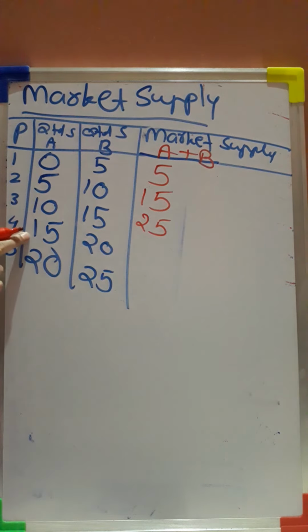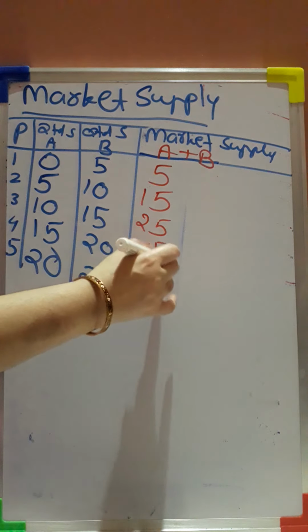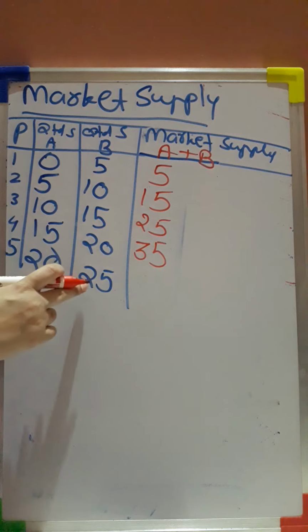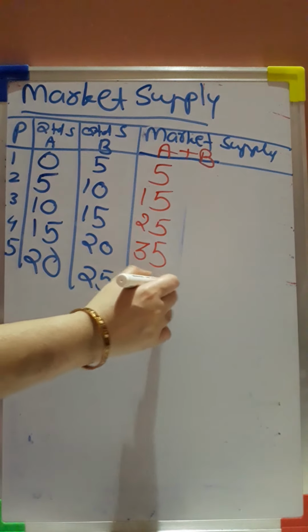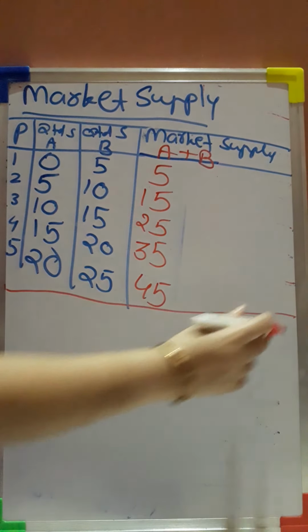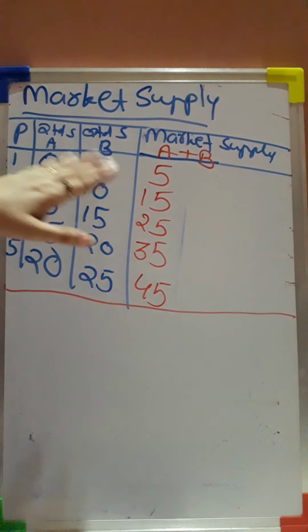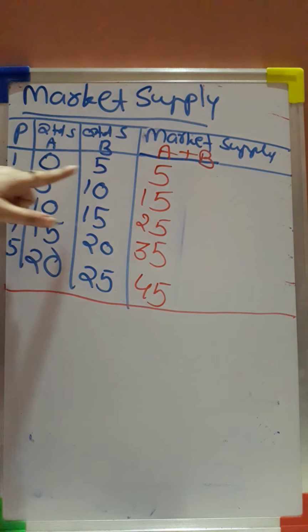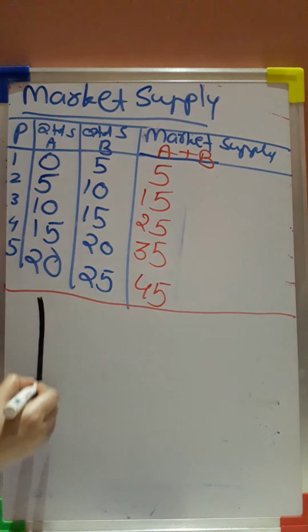At rupees 4, producer A supplies 15, producer B supplies 20. So 15 plus 20, that is 35. Then at rupees 5, producer A supplies 20 and producer B supplies 25. So 20 plus 25, that is 45. In this way we can calculate market supply. There can be more producers, A, B, C, D. So in all the cases, the same format: the number of firms and their supply you will add, you will get the market supply. Now I will explain how to draw the diagram on the basis of this.